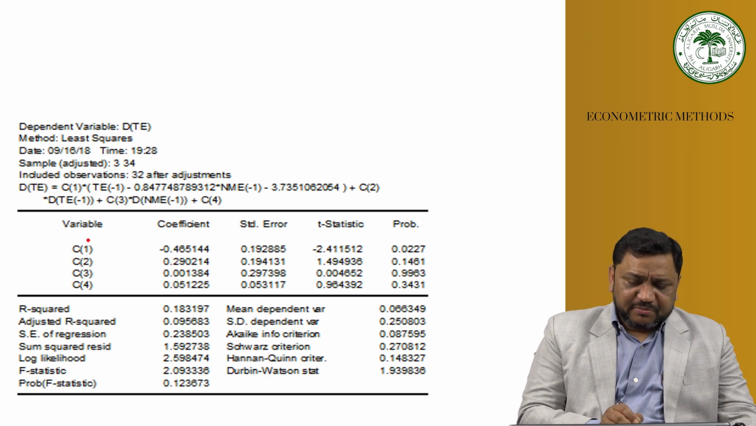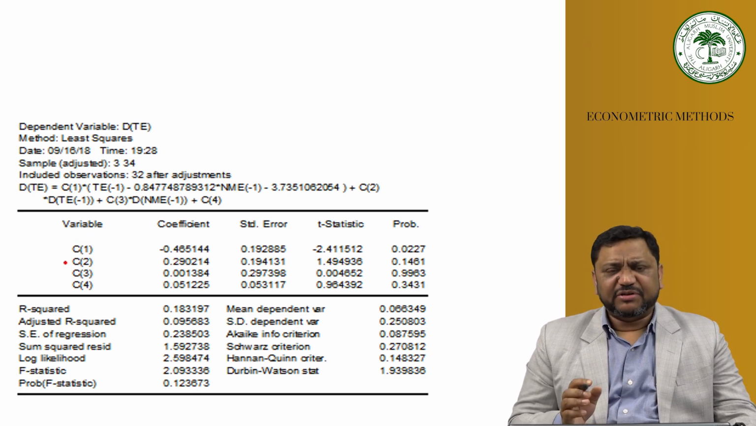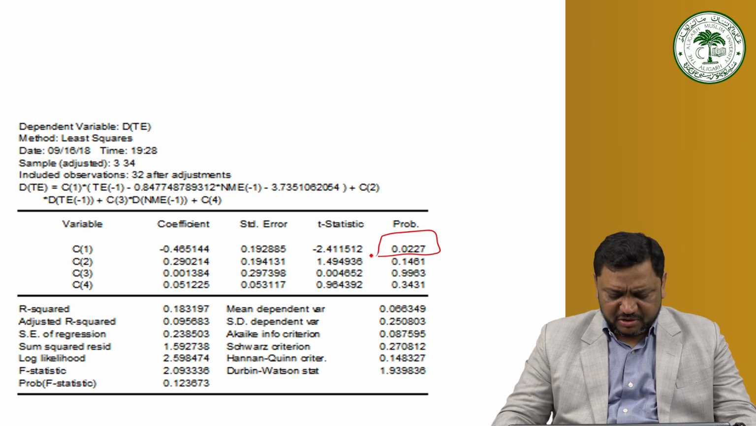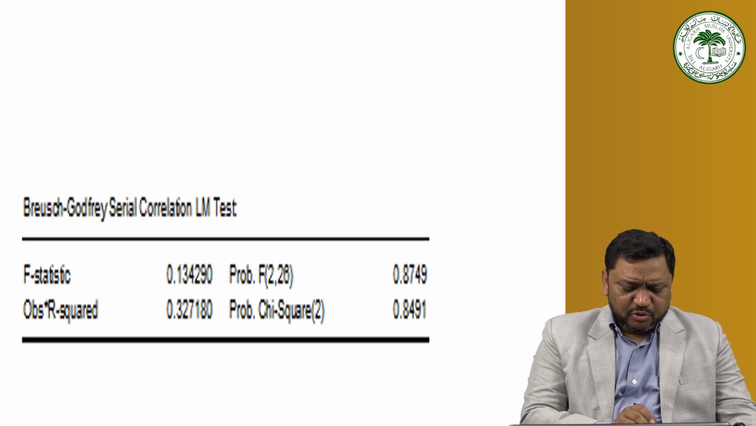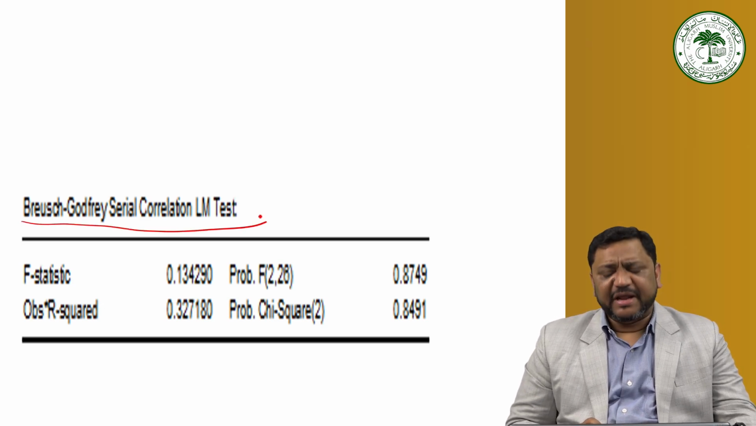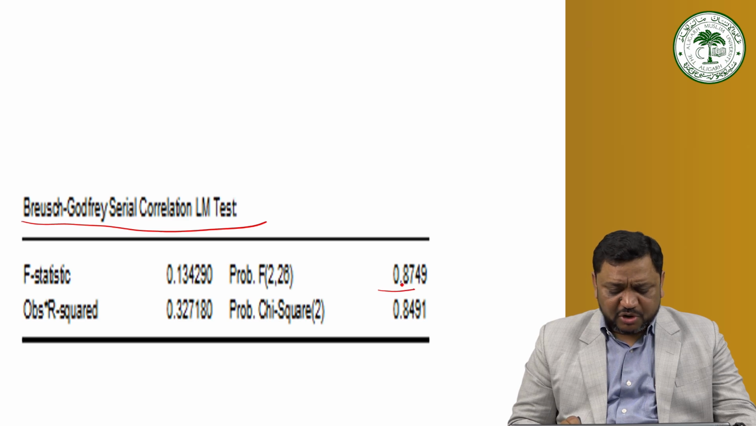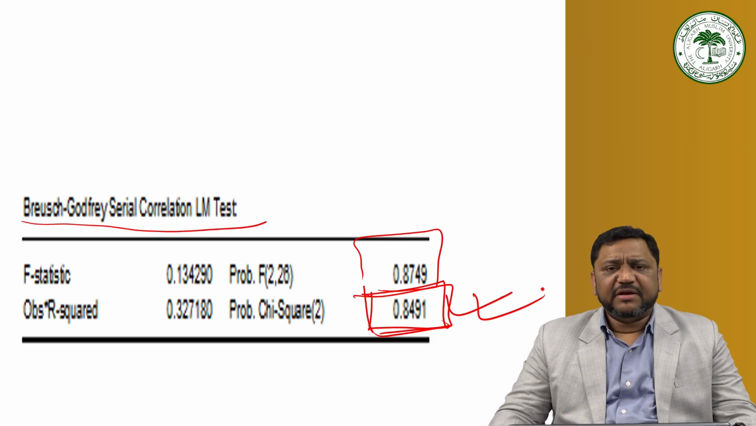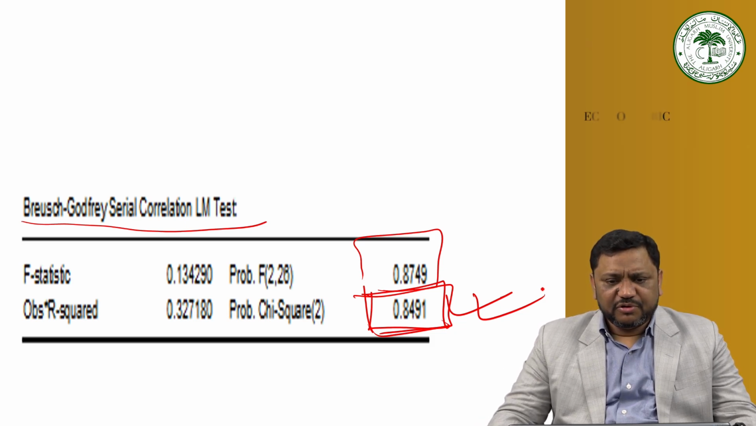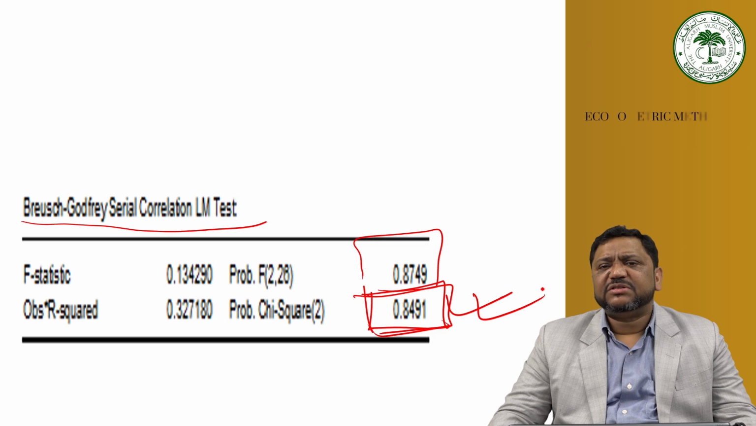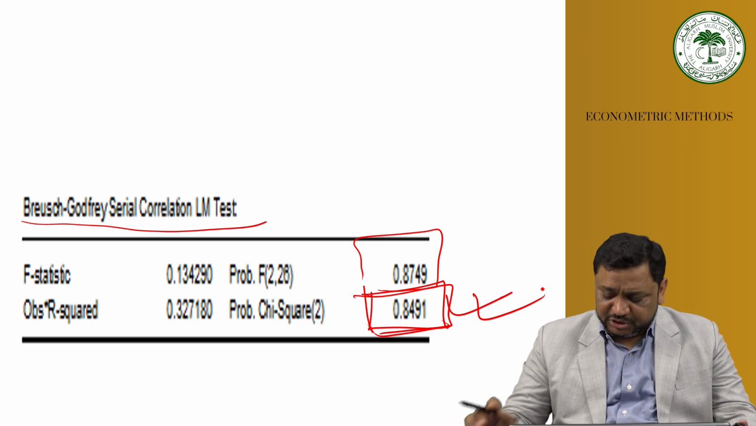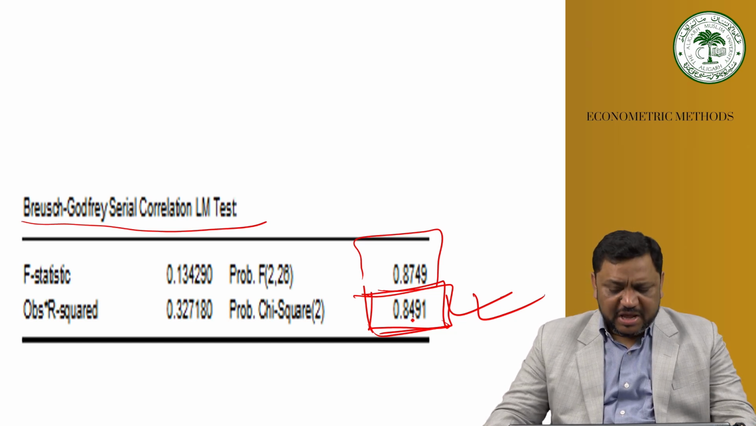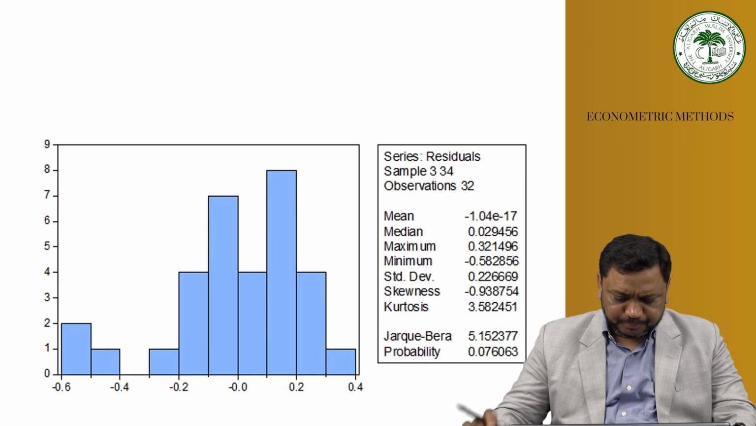Then you can do the same with C1 and C2. You can go for estimate equation, and we can see that C1, which was our error correction term, is significant over here. Then you can go for your Breusch-Godfrey LM test, and we find that this is the value, the second one, 0.84. So what is the null hypothesis? There is no problem of serial correlation, and my p-value is more than 0.05, so we accept the null hypothesis that there is no problem of serial correlation.